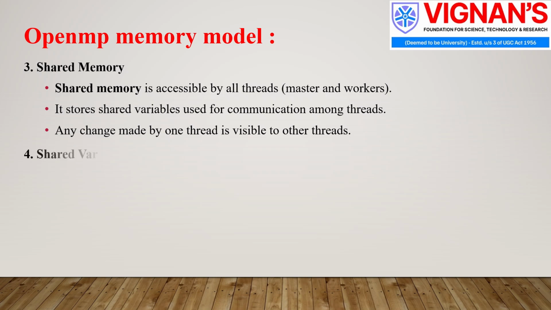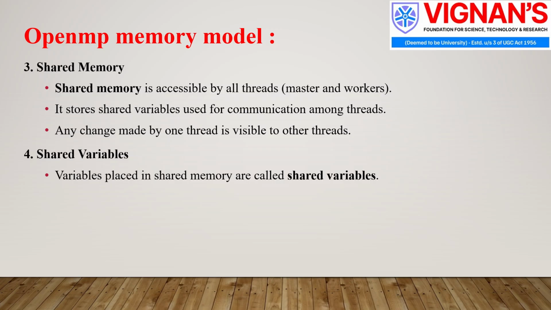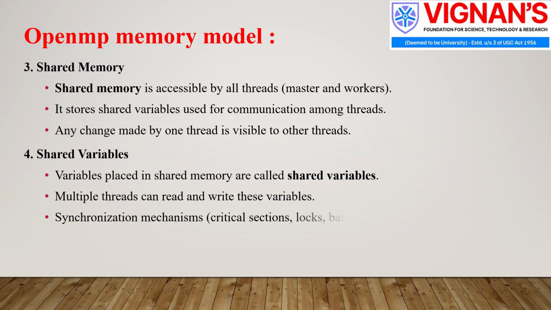Shared variables. Variables stored in shared memory are called shared variables. Multiple threads can read from and write to these variables during parallel execution. To avoid race conditions and ensure correct results, synchronization mechanisms such as critical sections, locks, and barriers are required.